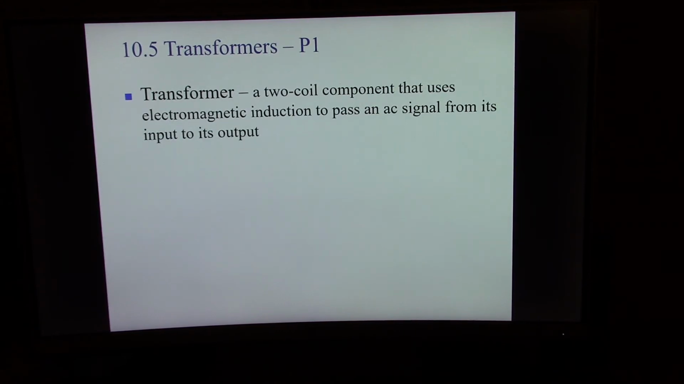So one of the most important devices, well, whether it's most important, I'm not too sure, but anyway, it's a very important device, certainly in the transmission of power in AC, is a transformer. And the transformer is just two coils which are next to each other. And the transformer works on the principle of electromagnetic induction.